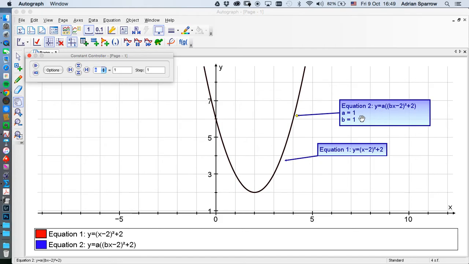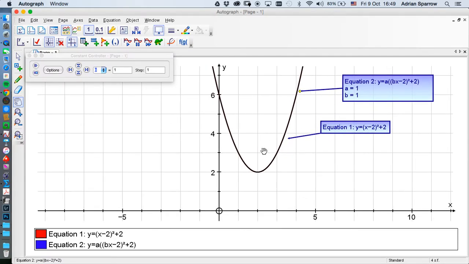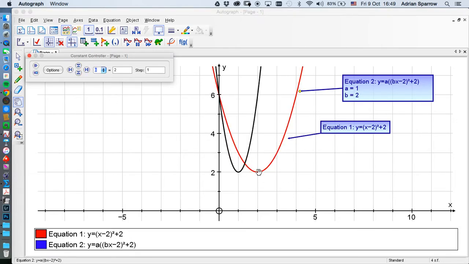Now I'm going to keep a at 1, and I'm going to move the b now. So I'm going to make b 2. So look at the vertex point now. b is 2. It started at 2, the x-coordinate, and now it's 1. I've taken the x-coordinate of 2 and I've halved it to now give 1.